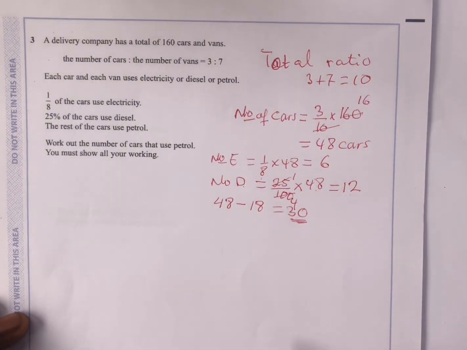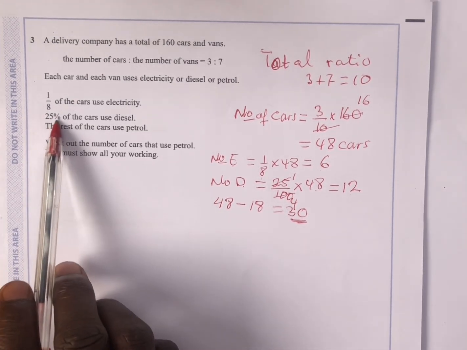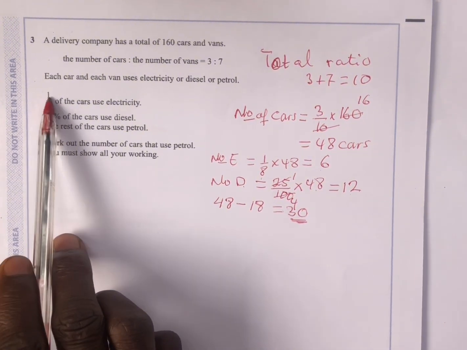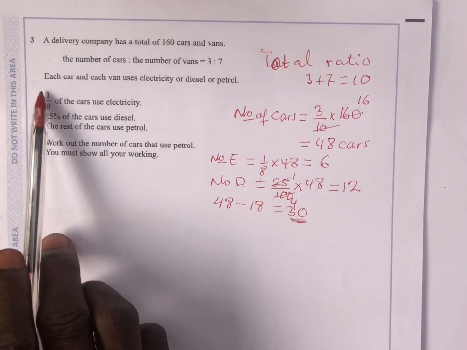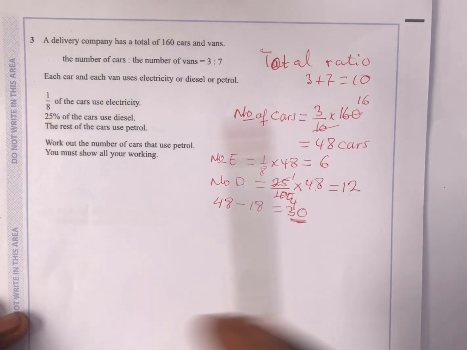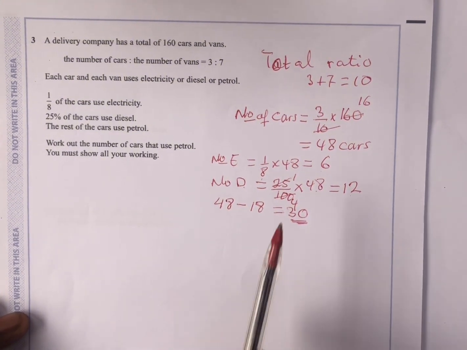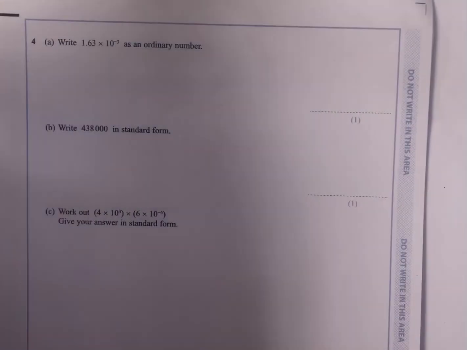You can also use a different method to arrive at the same answer. If you want to use any other method, we can change 25% to a fraction and then add to get the total fraction, then proceed. Or we can change 1/8 to a percentage and also find the total percentage and then proceed. But this is what I've done, in a very simple way. Now let's see the next one.